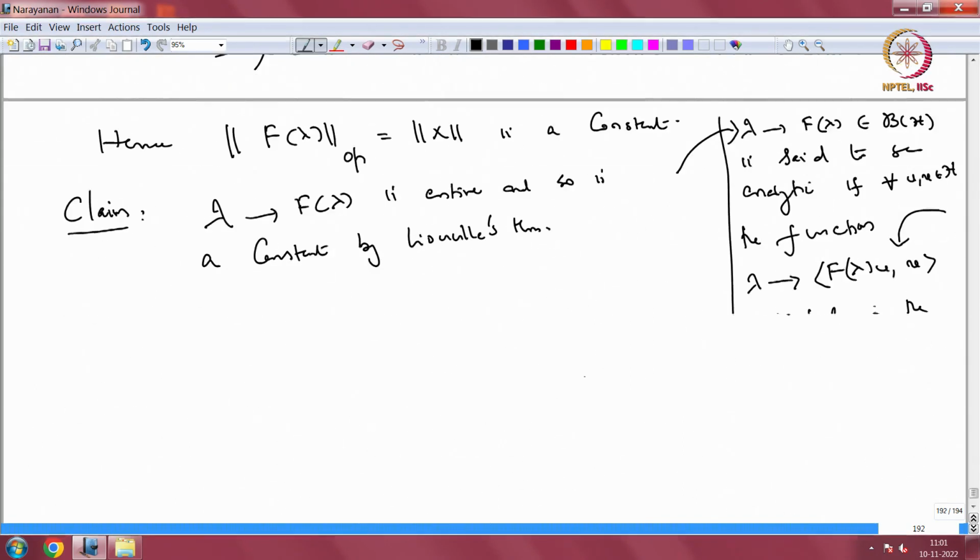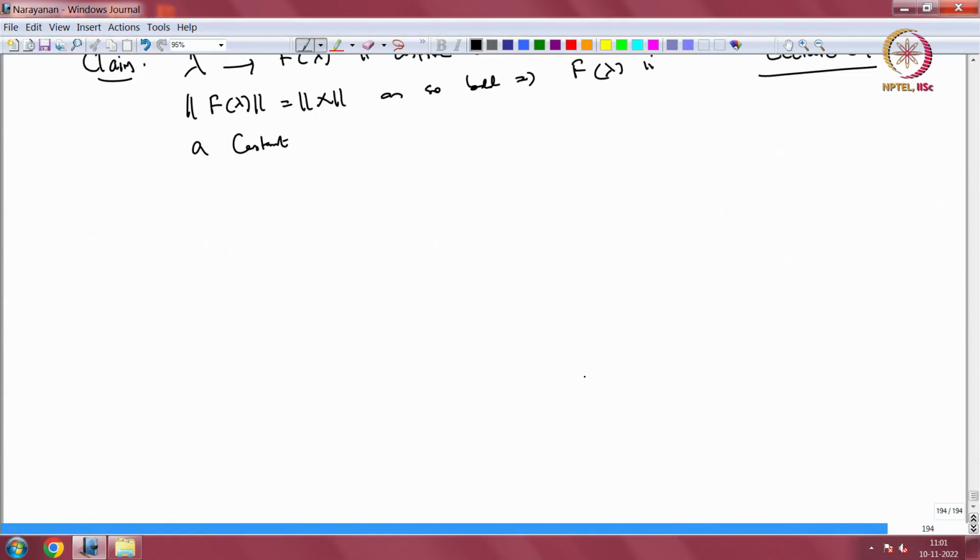So, let me write that f lambda is equal to e to the i lambda t star times x times e to the minus i lambda t star. So, why is this an entire function?